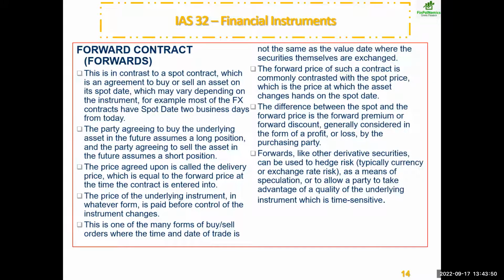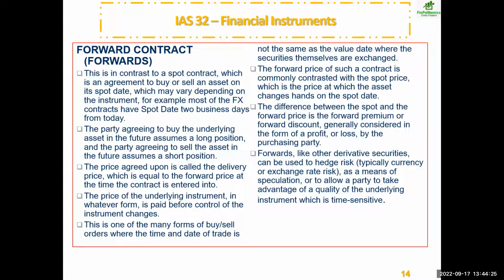Forward contracts. This is a contrast to a spot contract, which is an agreement to buy or sell an asset on its spot date, which may vary depending on the instrument. For example, most FX contracts have spot dates two business days from today. The party agreeing to buy the underlying asset in the future assumes a long position, and the party agreeing to sell the asset in the future assumes a short position. The price agreed upon is called the delivery price, which is equal to the forward price at the time the contract is entered into.